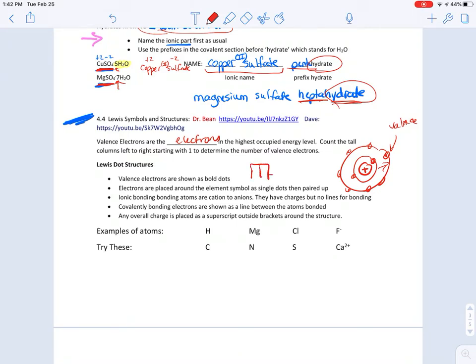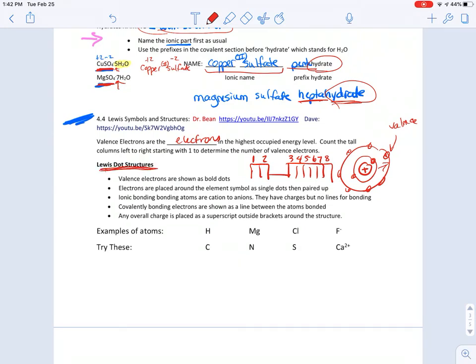And just remember about counting the columns again on your periodic chart. This column has 1 valence electron. This has 2, 3, 4, 5, 6, 7, 8. And that's our noble gases right there.